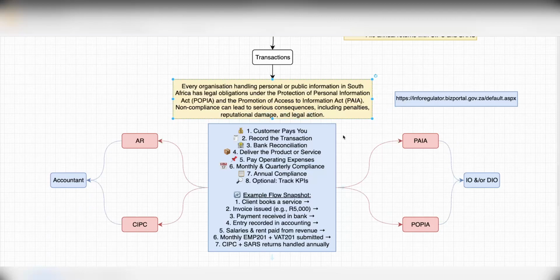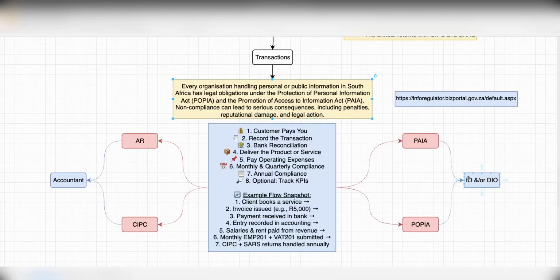And in this process of transacting, you have information that you're handling, and that information is what can become an issue to you if it's not kept in a secure way, or it's not kept according to the PIA and POPIA regulations. So that's what it's all about, and that's where this comes in. On the right hand side, you have the PIA and POPIA. Remember, I mentioned the IO or the DIO. So you have to have an IO.